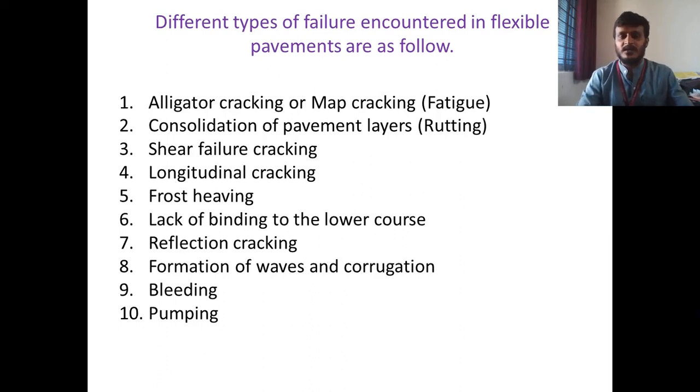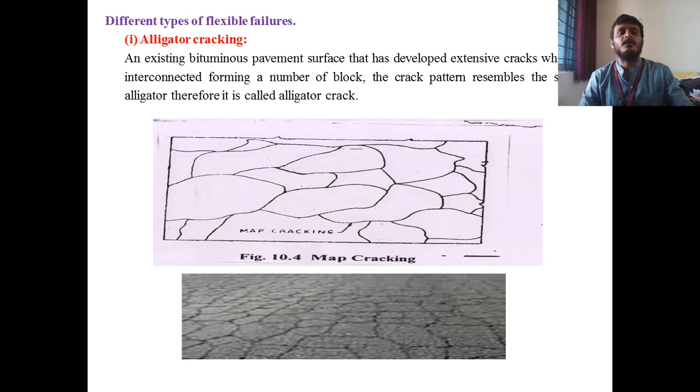The first one we shall discuss is alligator cracking. In the figure here you can see a typical example of alligator cracking. An existing bituminous pavement surface has developed extensive cracks which are interconnected, forming a number of blocks. The crack pattern resembles the skin of an alligator, therefore it is called alligator cracking. There are a number of major causes for this type of failure.